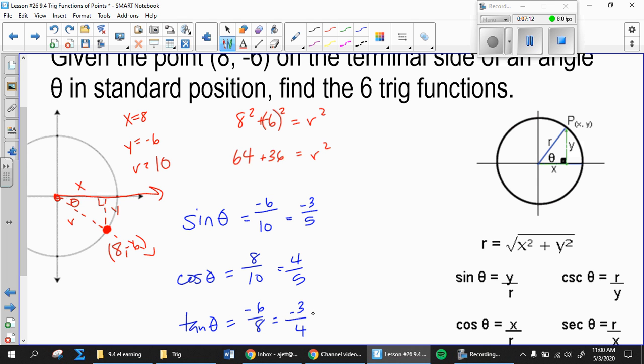And we're going to talk here in a second about how to know when sine's negative, when cosine's negative, when tangent's negative. And so then we get simply the reciprocals. So I'm going to get negative 5/3, secant, positive 5/4, cotangent, negative 4/3.